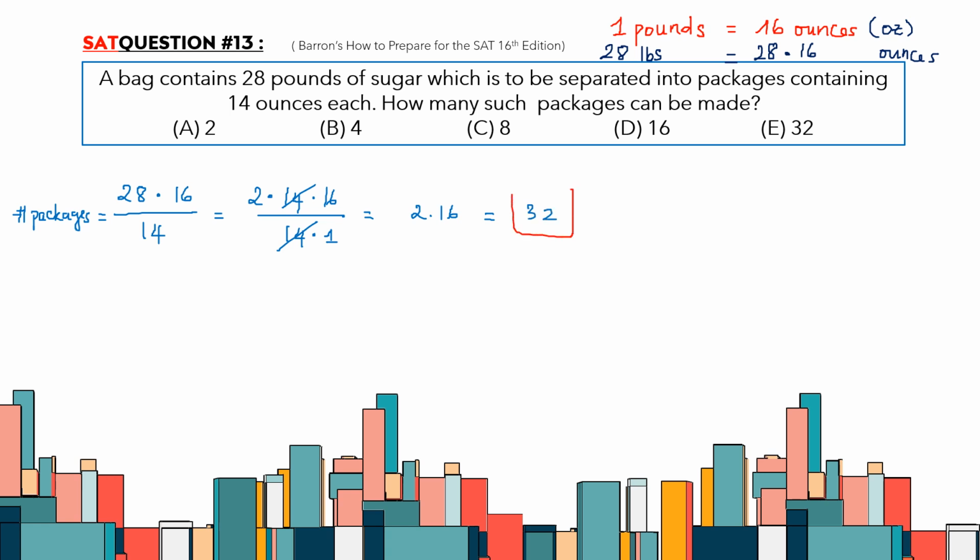So from a 28 pound sugar bag, we can separate it into 32 packages of 14 ounces.